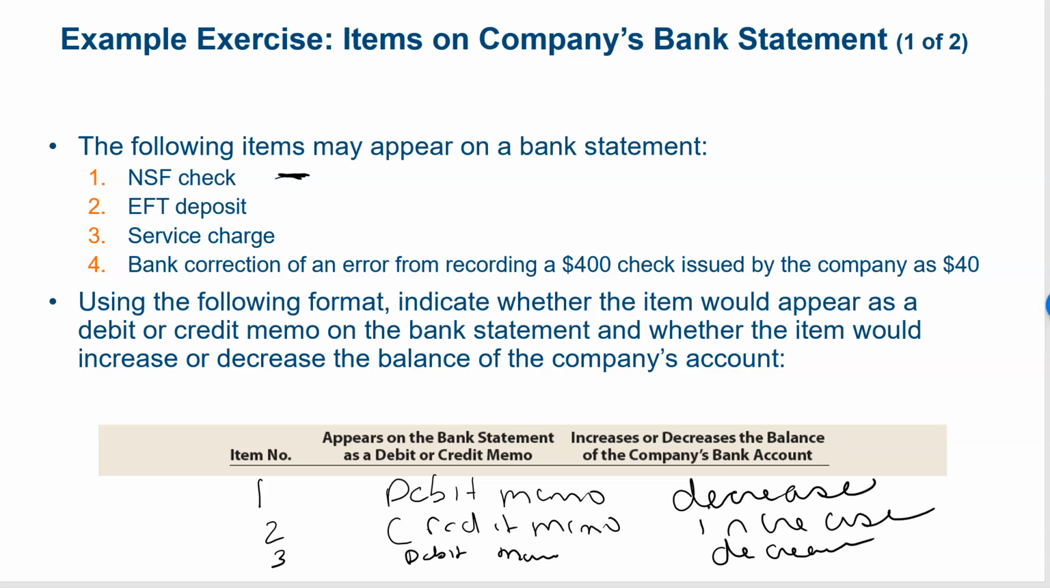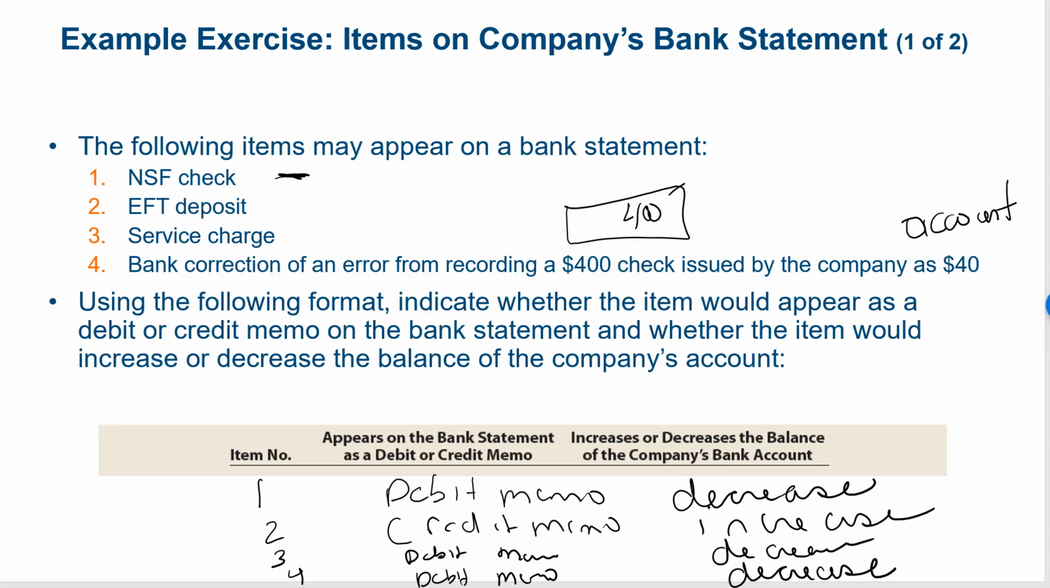And then number 4, bank correction of an error from recording a $400 check issued by the company as $40. So we wrote a check for $400. That's how much we wrote our check for. We said pay to the order, pay $400. But the bank only took out $40 from our account. So in order to correct this, they need to take out more money. Actually, they need to take out 400 minus 40. So they need to take out $360 more dollars. So number 4 is going to be a debit memo. They're going to take that money back out. And so it's going to decrease our account because they didn't take out enough money for that check that we wrote to somebody. All right, so let's check our work.